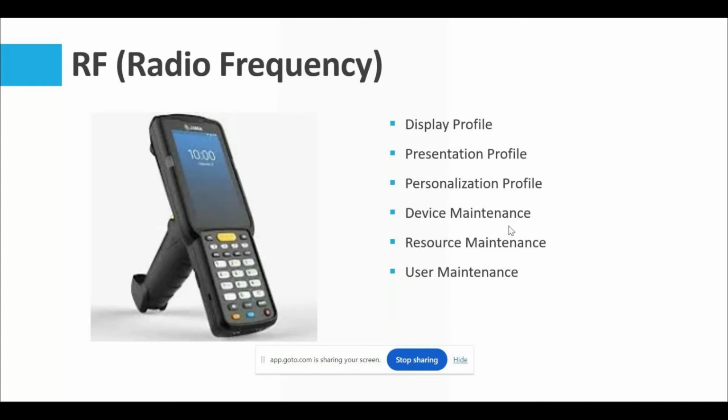Correct. So whenever we start any RF application, the display profile is important, because it is a setting which will be used for a device. Whether it is one device or multiple devices in the warehouse, the display profile decides which profile needs to be activated for that particular RF application. So that is important. Now, the second level of hierarchy is the presentation profile.